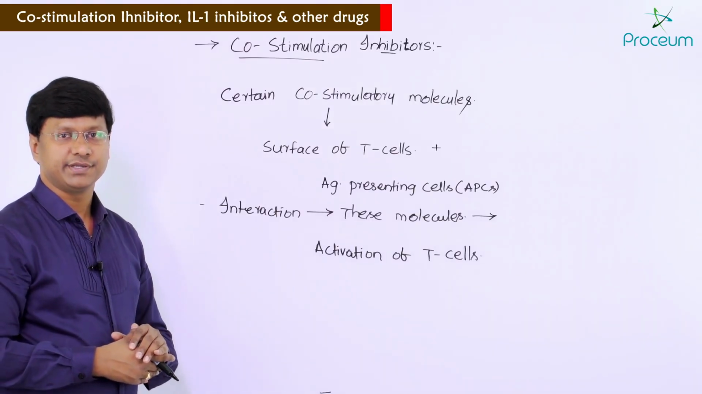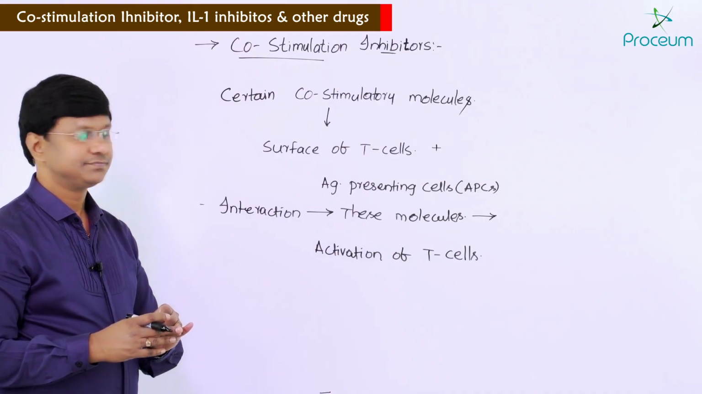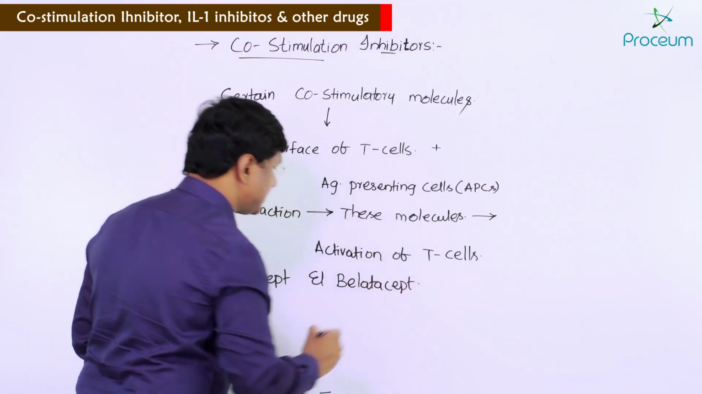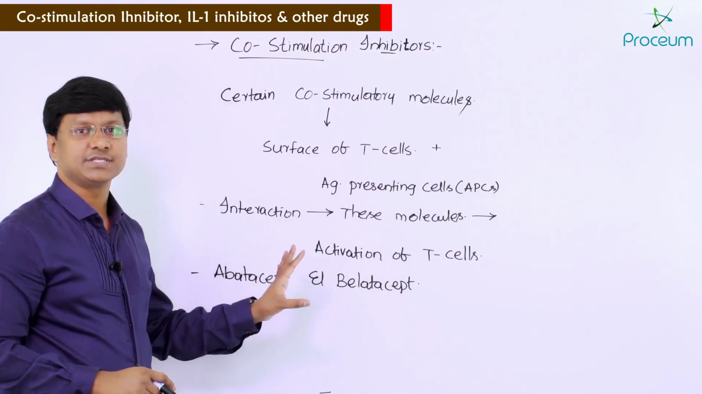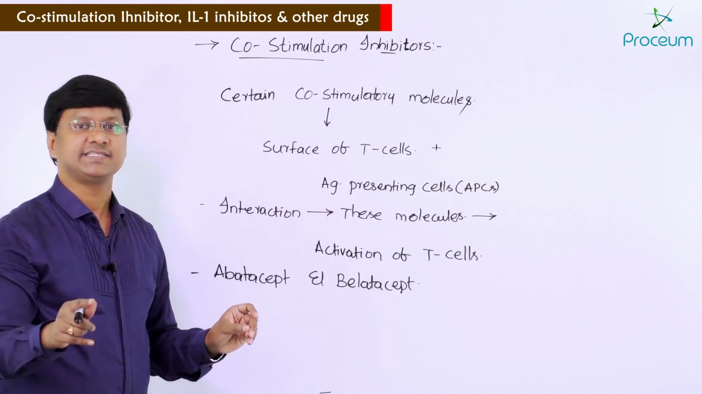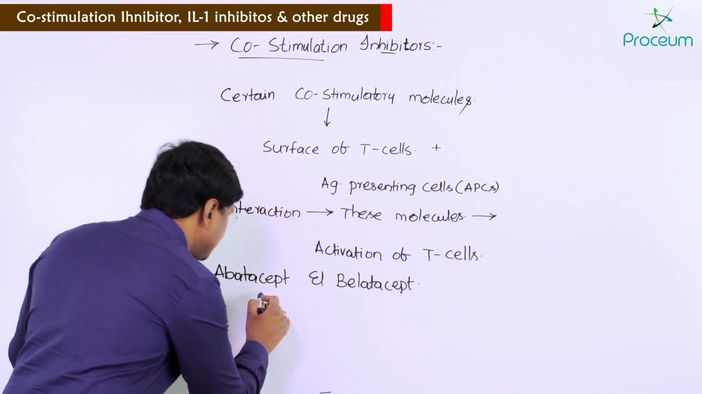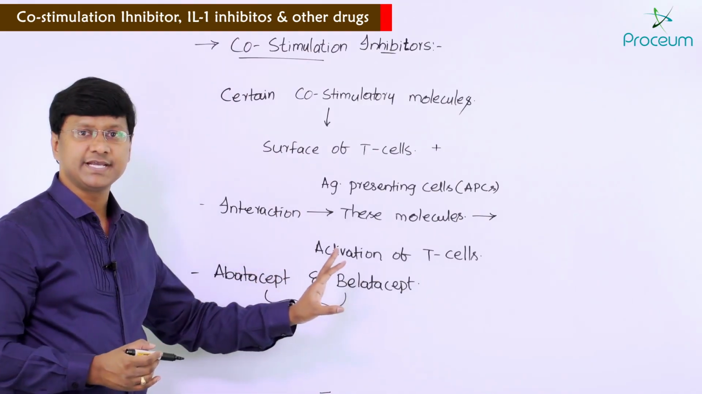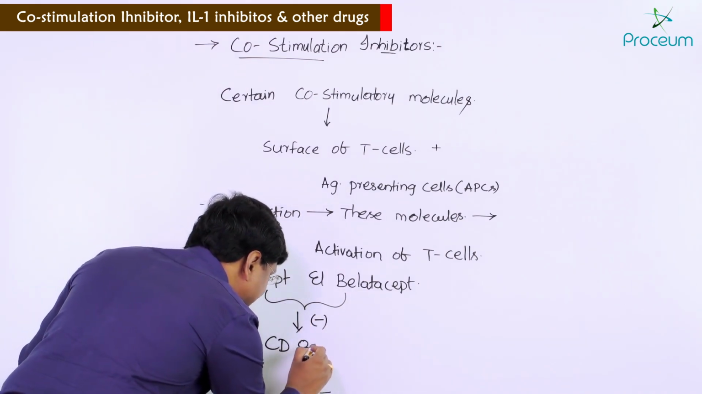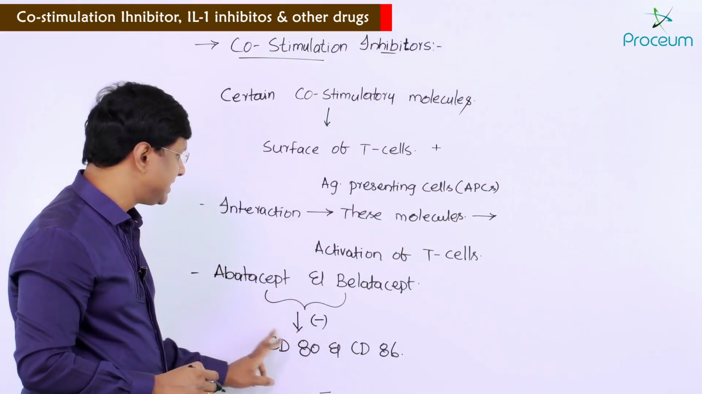Now a point you should remember here is that we have the drugs Abatacept and Belatacept. Both of these drugs act by inhibiting CD80 and CD86, which are the co-stimulatory molecules present on the antigen presenting cells. So Abatacept and Belatacept act by inhibiting CD80 and CD86.